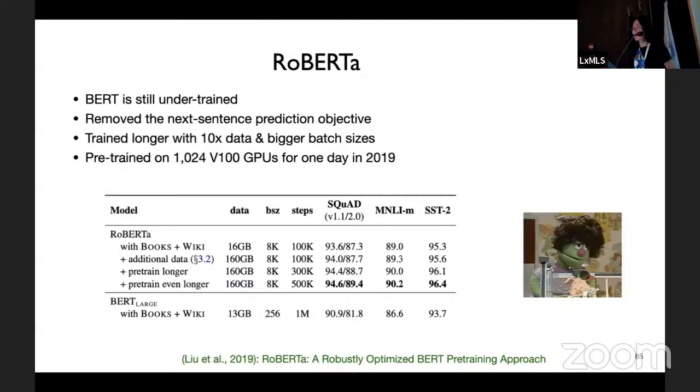So the RoBERTa model has become really popular. And just in case you didn't know, Roberta was also a character in Sesame Street, but not as popular as Elmo or Bert. So that's how the RoBERTa name came about.